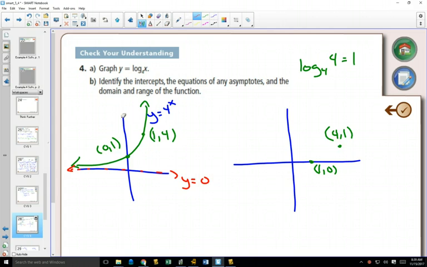And what's going to happen to our asymptote? It's going to become the y-axis. Right? Even our asymptotes, the x and y values change. So instead of having y equals 0, we have x equals 0. And the shape of our log graph, and the shape of all log graphs, looks like this.